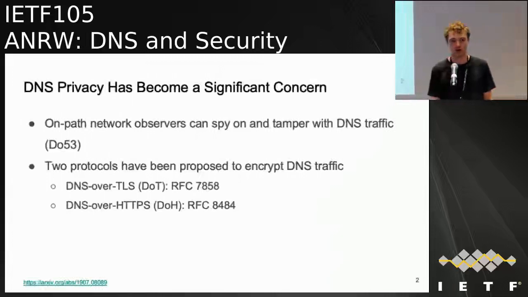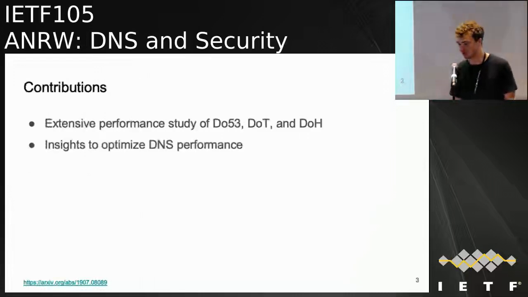Yeah, so DNS privacy has become a significant concern. We know that on-path network observers can spy on and tamper with DNS traffic. This is the DNS that you all know and love, DO53. That's how I'll be referring to it for the rest of the talk. So two protocols have been proposed to encrypt DNS traffic. There's DNS over TLS, or DoT, as I'll refer to it for the rest of the talk, defined in RFC 7858. And then there's DNS over HTTPS, or DoH, defined in RFC 8484. Let me advance to the next slide.